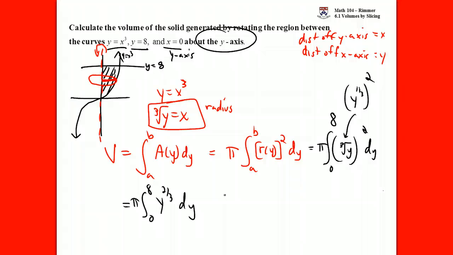Power rule in reverse. Supposed to add 1 to it. What is 2/3 plus 1? 5/3. Instead of dividing by 5/3, times by 3/5. Don't forget the pi. And go from 0 to 8. Uh-oh. 8 to the 5/3 power.